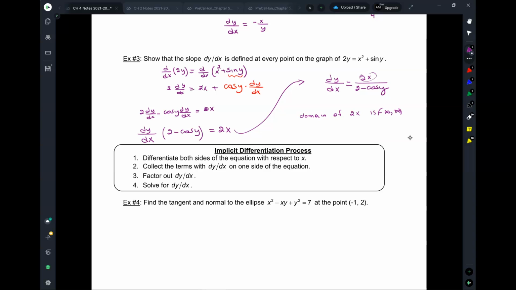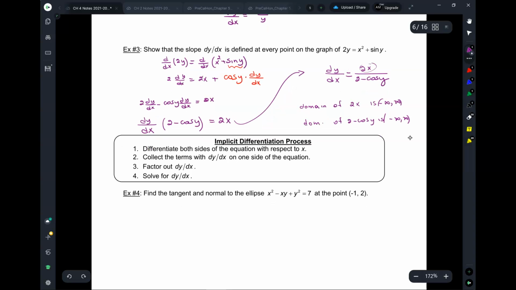Okay? So the domain of 2 minus cosine y is all real numbers, so there is no way that that function can be undefined. You see the totally out of the box type of question here, right? We're no longer in pre-calc, right? We're not in Kansas anymore, right?